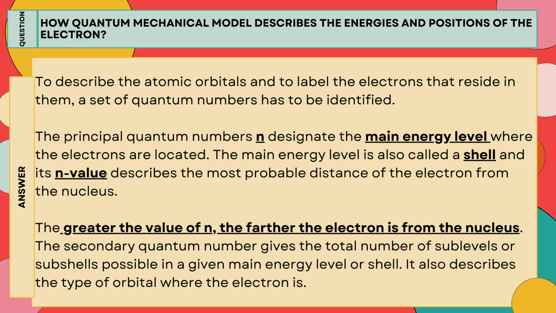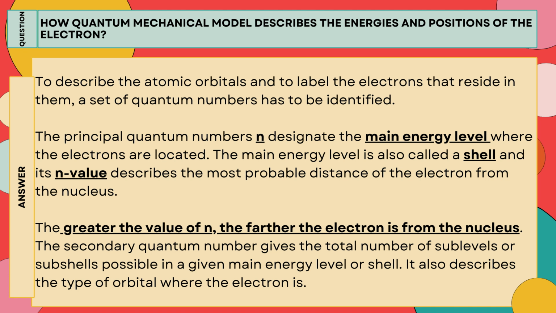How the quantum mechanical model describes the energies and positions of the electron. To describe the atomic orbitals and to label the electrons that reside in them, a set of quantum numbers has to be identified. The principal quantum number n designates the main energy level where the electrons are located. The main energy level is also called a shell, and its n value describes the most probable distance of the electron from the nucleus. The greater the value of n, the farther the electron is from the nucleus.